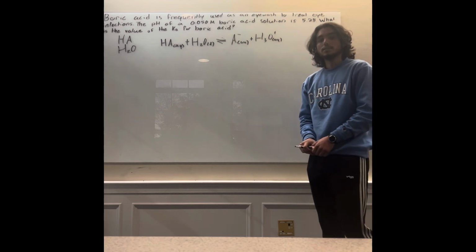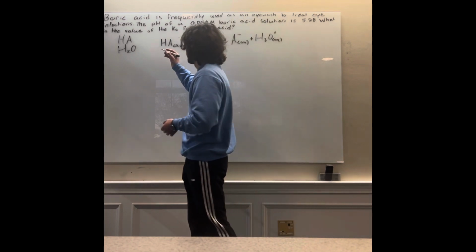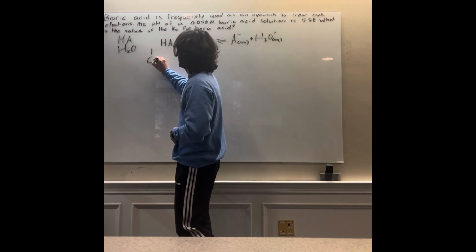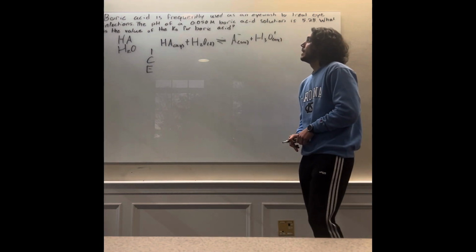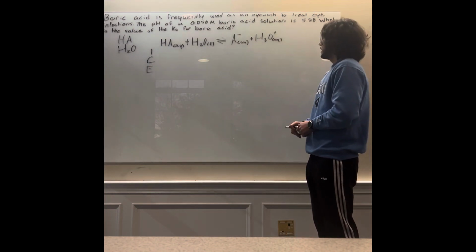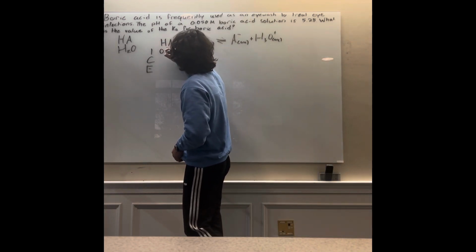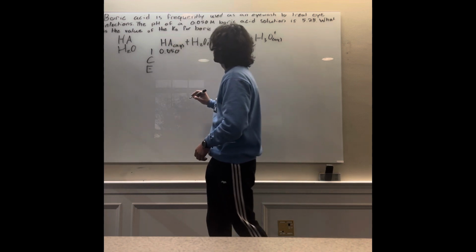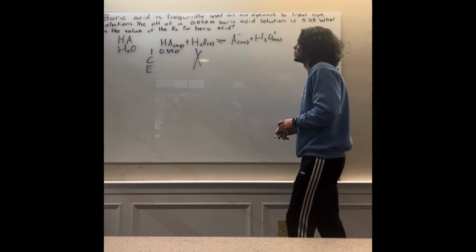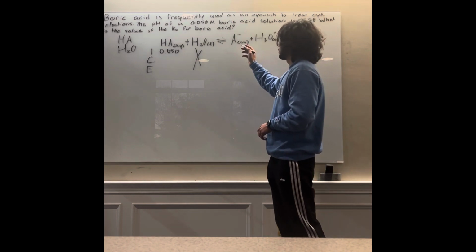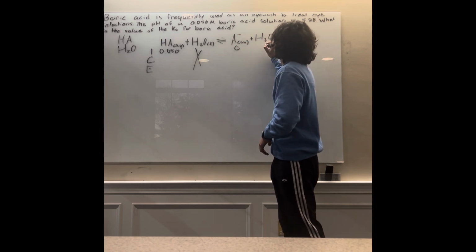And so we can use an ICE table to help us visualize what exactly is going on in this situation. I is our initial concentration, C our change in concentration, and E our equilibrium concentration. With the information that's given to us, we know that we start with an initial concentration of boric acid of 0.050. We don't need to consider water because it's a liquid. It won't affect our Ka expression. And we know that we start with zero concentration of our conjugate base and hydronium.